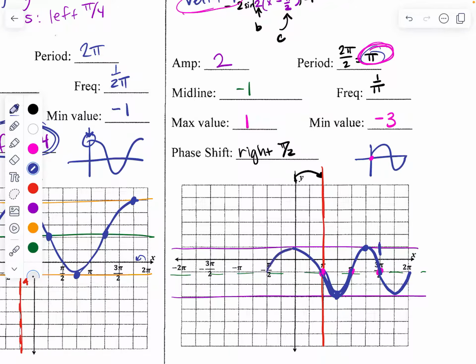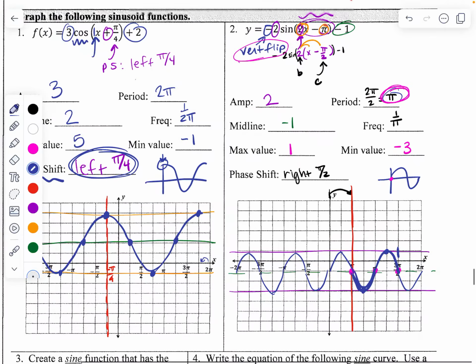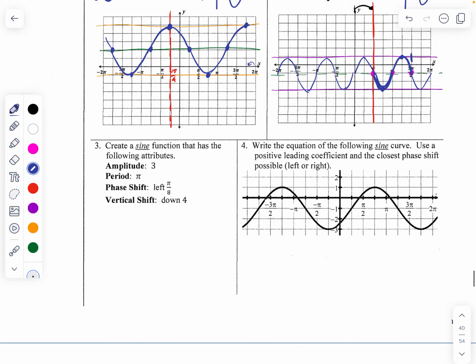Did I mess that up? I think I did. Yep, I did. There we go. And then up one over, there we go. Make sure you use pencil, okay, friends? Do as I say, not as I do. All right, that's it for that graph.